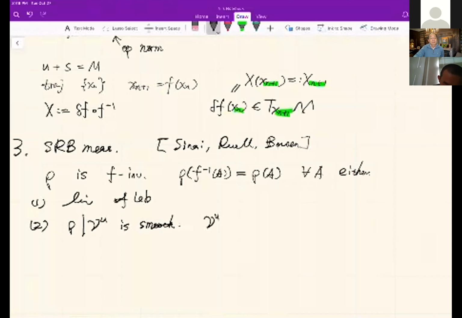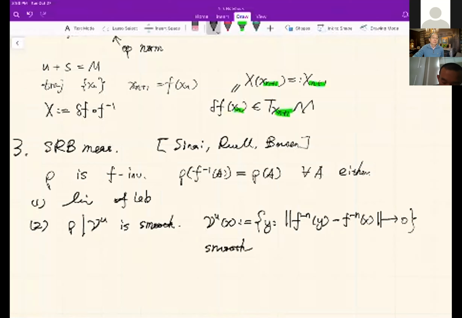Okay, this unstable manifold going through a point X is defined as the collection of points Y such that if you evolve the dynamical system backwards in time, starting from Y and also from X, then these two points get close to each other. Okay, so you can show that this V^u is a smooth manifold, and it is also tangential to the unstable subspace, V^u. So for an F invariant, stationary measure satisfying either of the characterizing properties, we know that this measure is SRB.